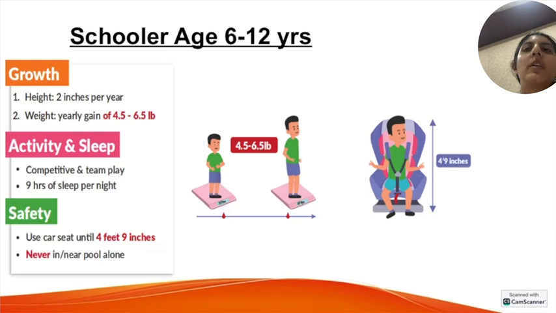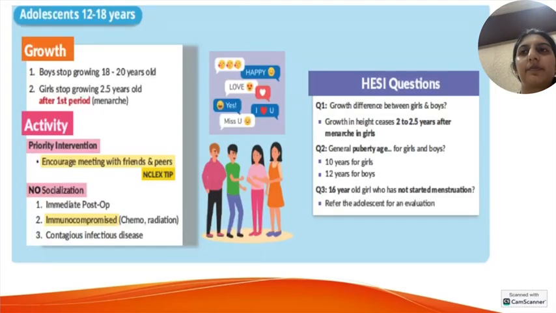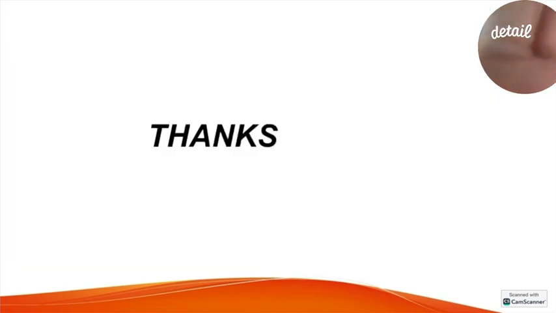Now coming on to adolescence. For growth, boys stop growing between 18 to 20 years old. General puberty age is 10 years for girls and 12 years for boys. For activity, encourage meeting with friends and peers. This age group, 12 to 18 years old, needs socialization and peer support.